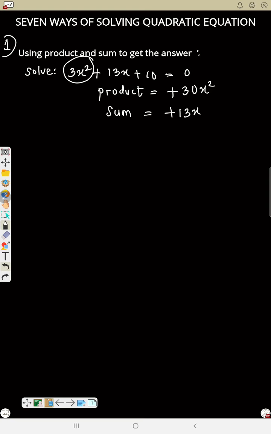Product is the first and the last. Sum is the middle. So you can watch my video on quadratic equation for beginners, to see different questions and how to find the product and sum. So we need to find two numbers now that we can multiply that will give us 30, and if you add the same numbers, you will get 13. What are the numbers we can multiply that will give us 30?